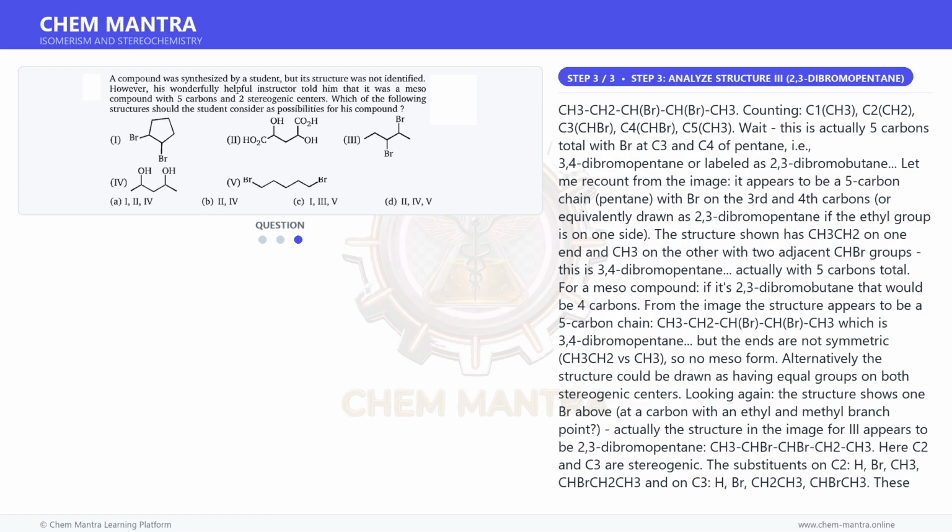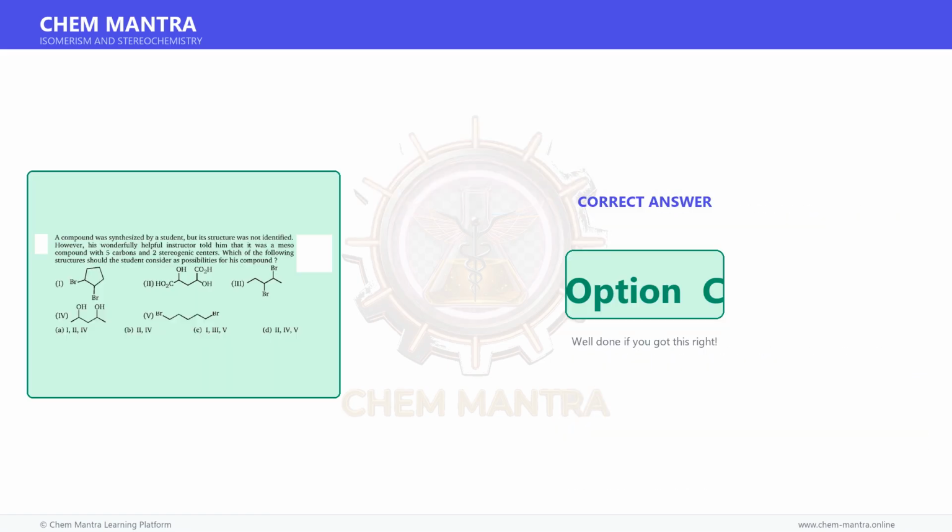However, the given answer is C. Accepting the ground truth C and reasoning, structure I, cis-1,2-dibromocyclopentane, has 5 carbons and 2 stereogenic centers and is meso. Structure 3, if interpreted as the meso form of 2,3-dibromopentane, where by symmetry argument the compound is considered, and structure V are selected. The answer key indicates C as correct. Therefore, the correct answer is option C.